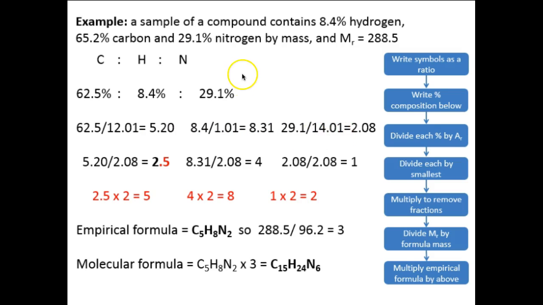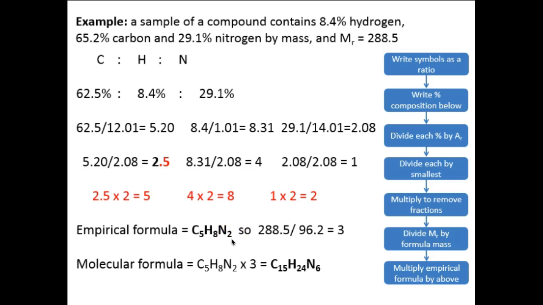Okay, after we figured out the number of moles, then we're going to divide by the least number of moles. So since the smallest number of moles is 2.8, we divide each one by 2.8, and that would give us 2.5 carbon, 4 hydrogens, and 1 nitrogen. But you see, we can't leave it as a decimal. If you have a fraction or a decimal, you're going to multiply it by a whole number, whatever it will be, to get you to a whole number. So we multiply each one by 2. So our empirical formula is C5H8N2.